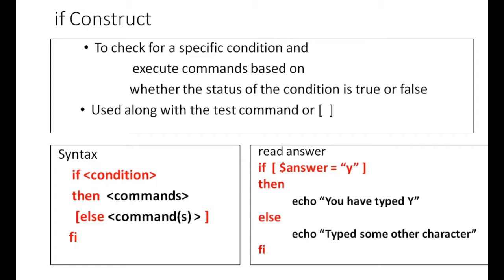So we'll see the if construct first. The if construct is used to check for a specific condition and execute the commands based on whether the condition is evaluated to true or false. The if condition is used along with the test command or a square bracket. If you remember, in a C program, all the expressions must be enclosed by parentheses. Here, you must have a test command or a square bracket. We will see with an example.